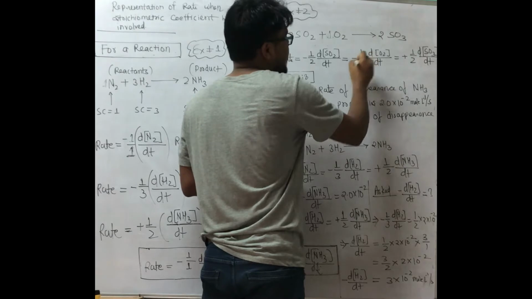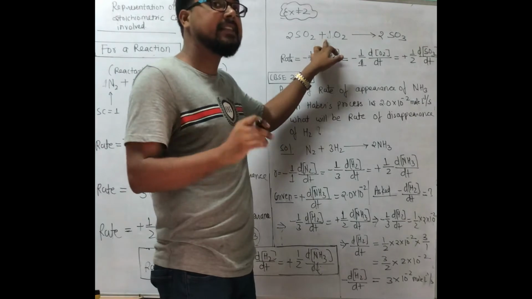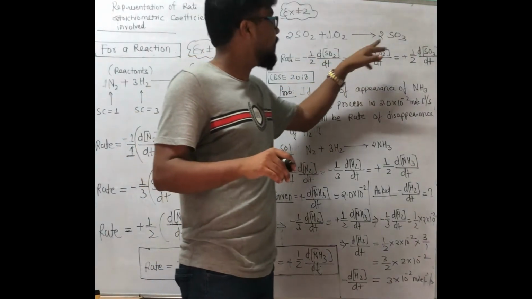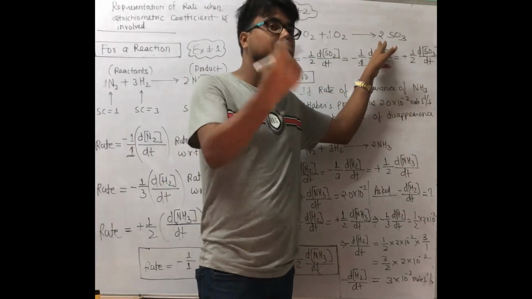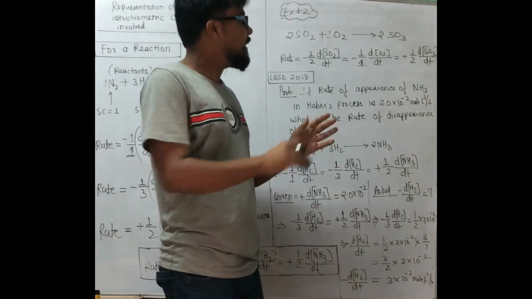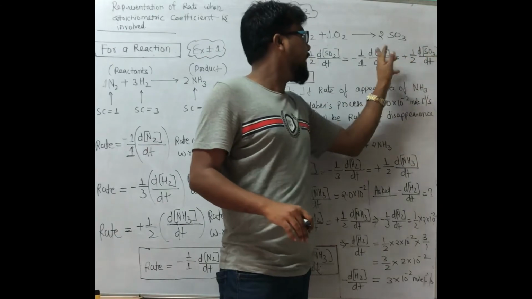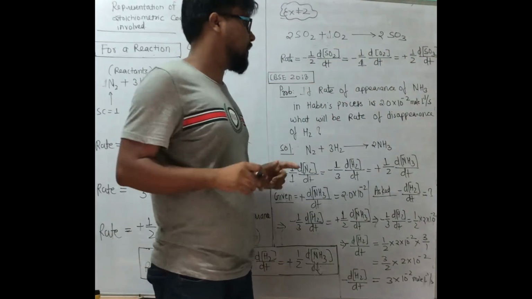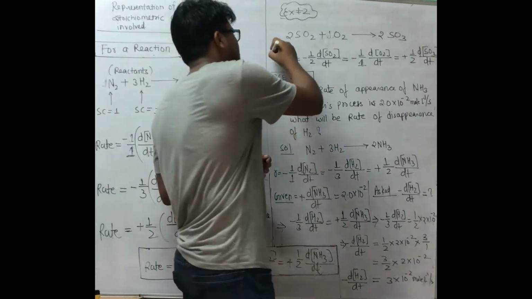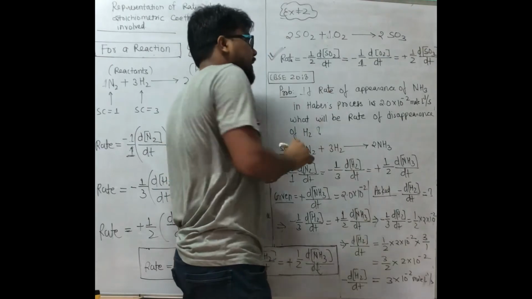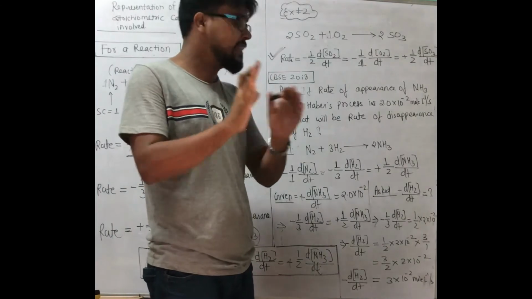Why minus 1 by 1? Because in front of dioxygen or oxygen the stoichiometric coefficient is 1. So 1 will be here. And for SO3 it would be plus 1 by 2, because 2 is the stoichiometric coefficient of SO3. But remember SO3, SO2 and O2 will be in square brackets. So this is a very common concept. You can write the rate of any reaction in which stoichiometric coefficients are involved.